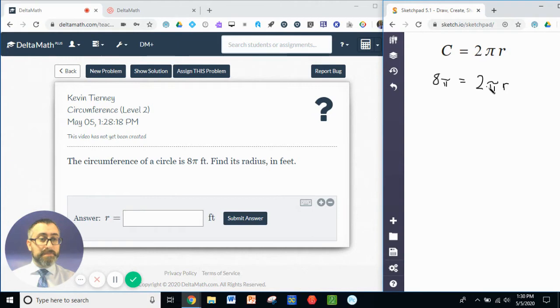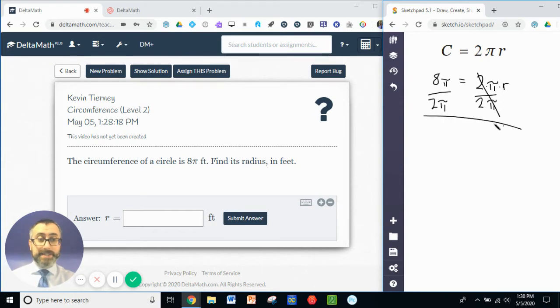This is all being multiplied, 2 times pi times r. So to undo that multiplication, I'll just divide. We're really just canceling a coefficient. So I'm going to divide both sides of this equation by 2 pi. I divide on the right to cancel, and I divide on the left to balance.